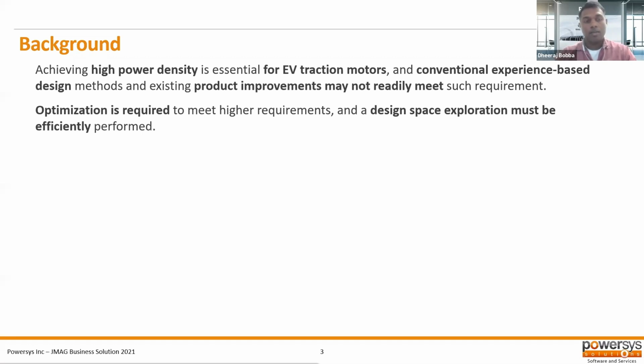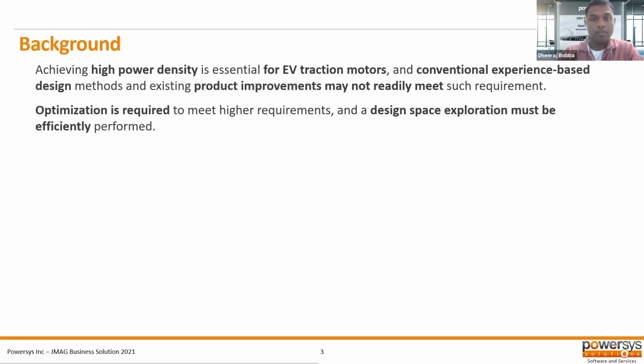Starting with the background, especially for EV traction machines, it is important to achieve high power density. But achieving that with conventional experience-based designs or even improvements on existing products may not be readily possible, or may not meet the exact specifications required. So optimization is almost always required to meet those standards and requirements. And the design space exploration in that optimization process must be performed efficiently so as to conserve computation resources as well as time.